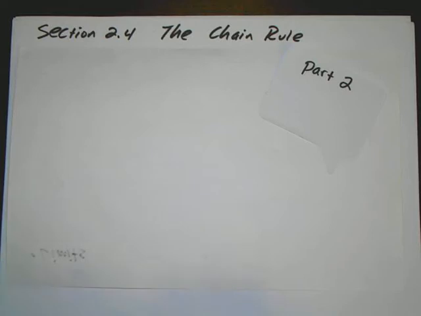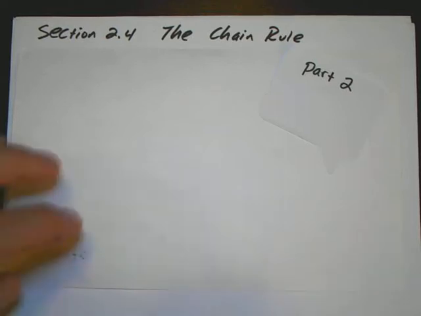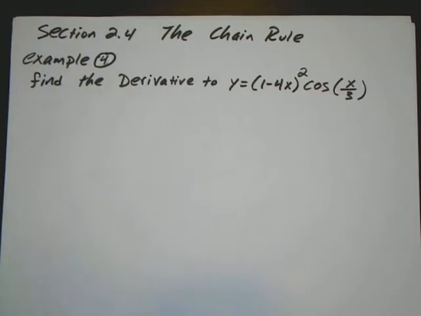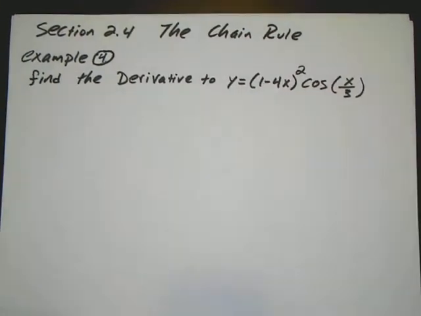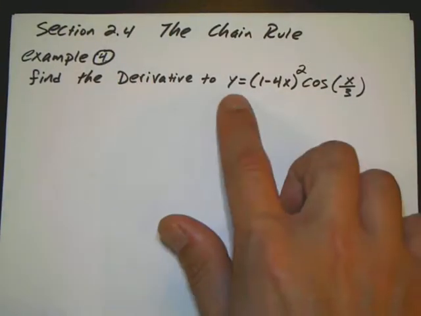This is part 2 of 2.4. I'll be looking at some more examples of chain rule. I'm looking at some more complicated problems. So here's example 4. Now in this function, it's going to be a product.